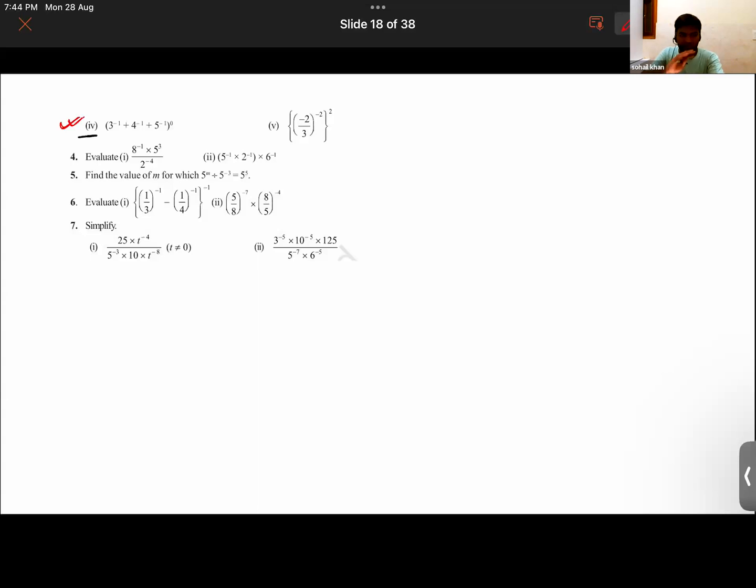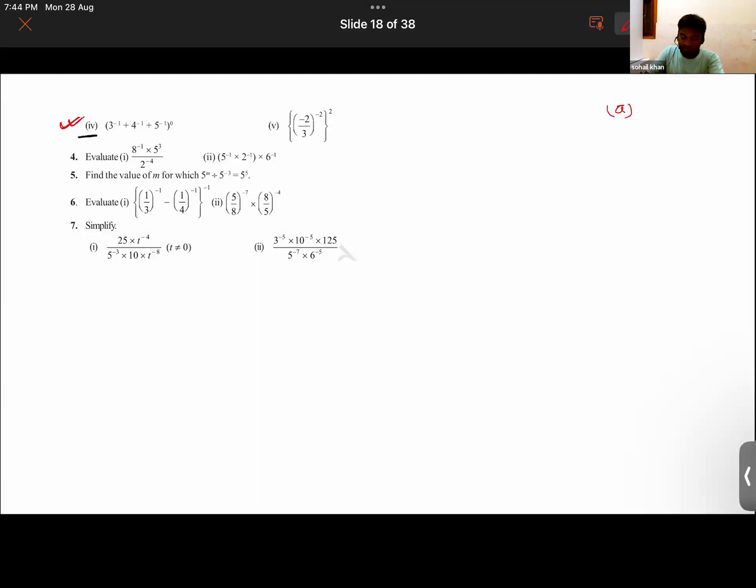So it will be 1, 3. Okay. Just first solve it now. Have you solved it or just guessing the answer? So it is 0, right? So everything will be 1, 1, 1. So 1 plus 1 plus 1 equals 3.